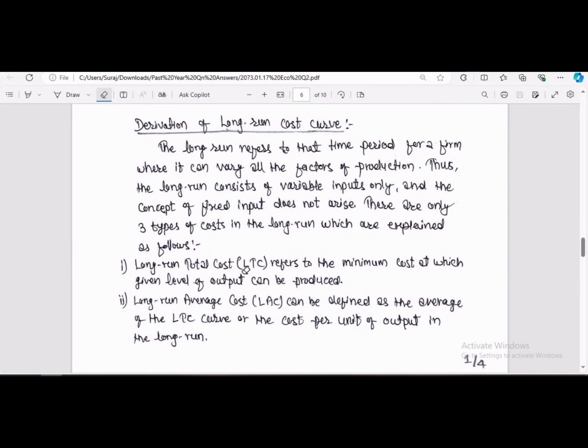And that one is, at first, the long run total cost curve, which refers to the minimum cost at which a given level of output can be produced.